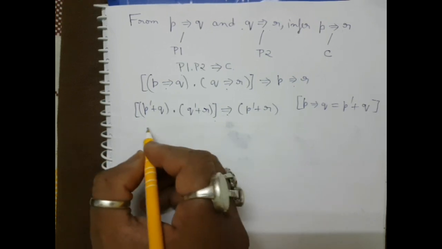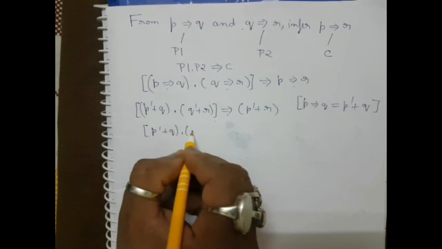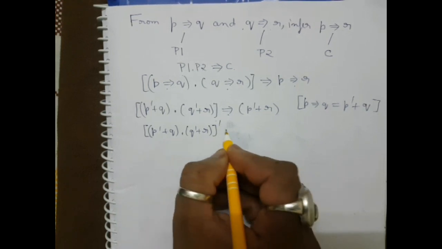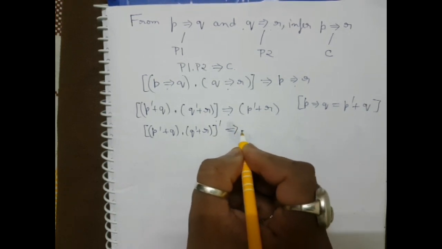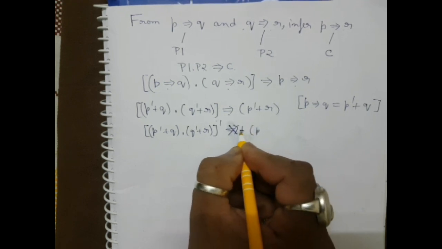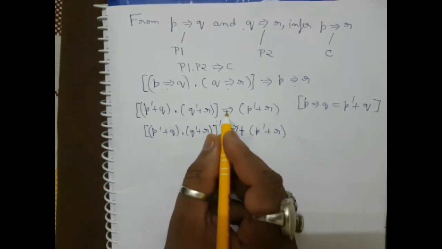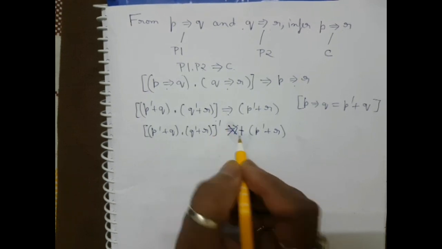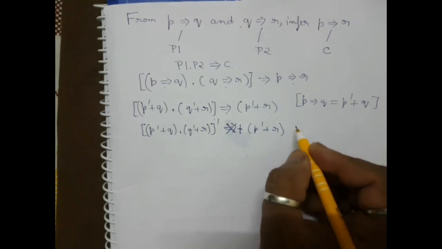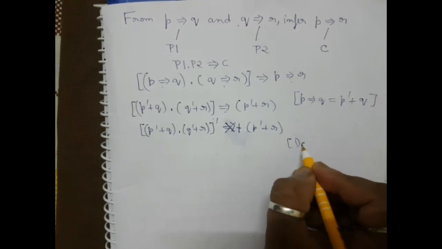So we can simply complement this. What do we get here? P dash plus Q dot Q dash plus R, whole complement. And then instead of the conditional, we will write plus, so plus P dash plus R. Students make a mistake: they forget about the plus sign, they straight away copy the conditional. So never write that. Now when we complement this, which law is used? De Morgan's law.